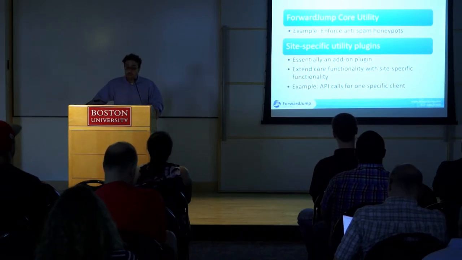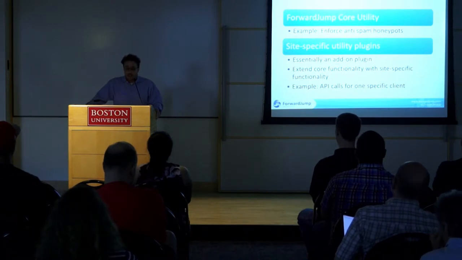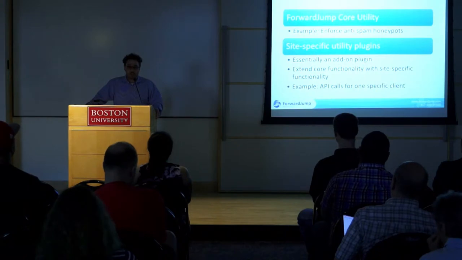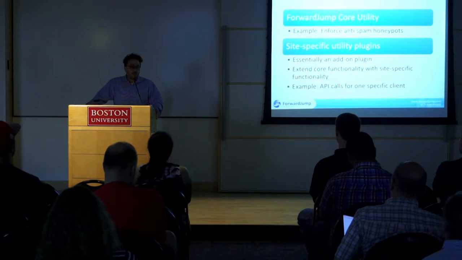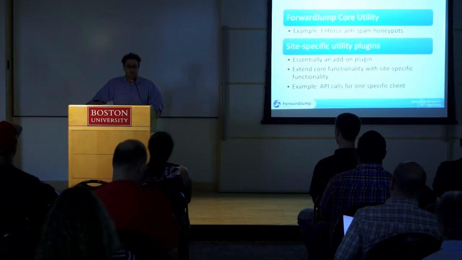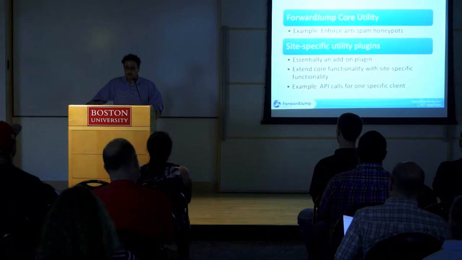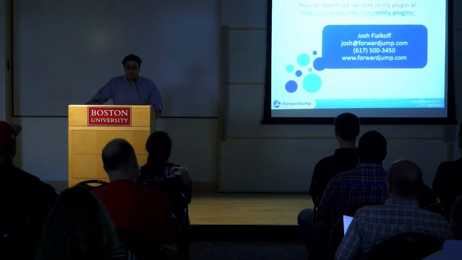And then another really good example is we've started getting into marketing automation, and so we have a lot of API calls to the marketing automation software that are specific to that client. And it would be very bad. It would just break, and it would just be a waste if we put that in all utility plugins. So we put that in site-specific ones. And that's about it. So I don't have anything else. Does anybody have any questions?